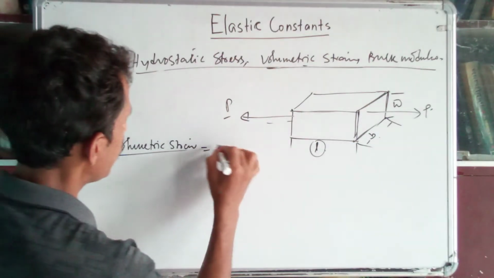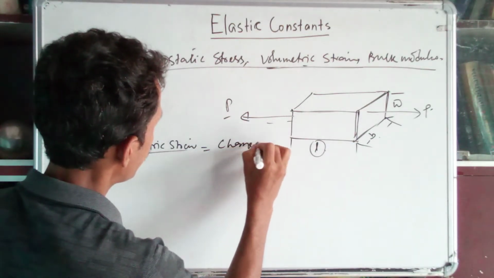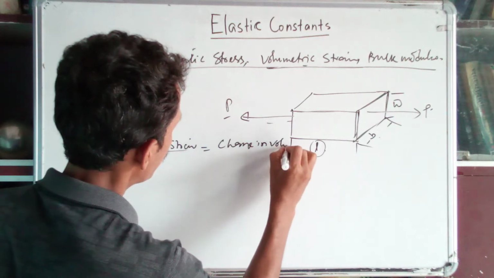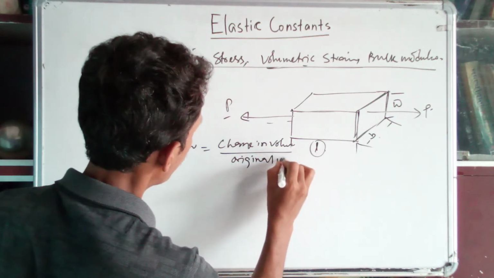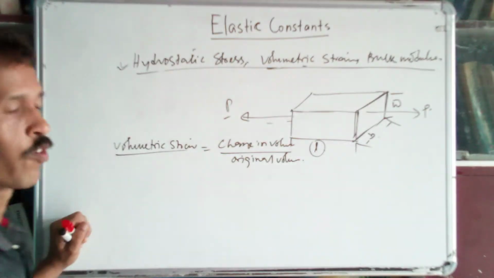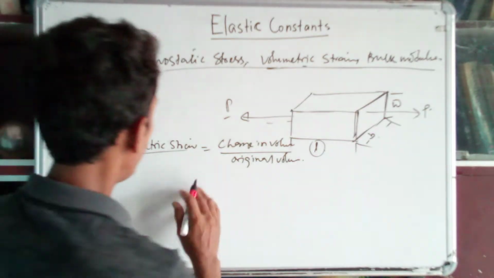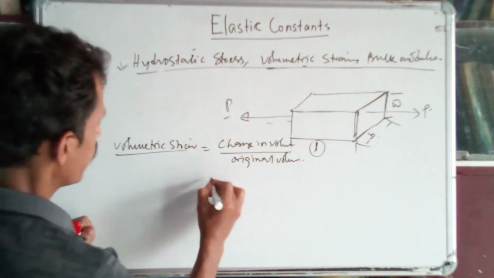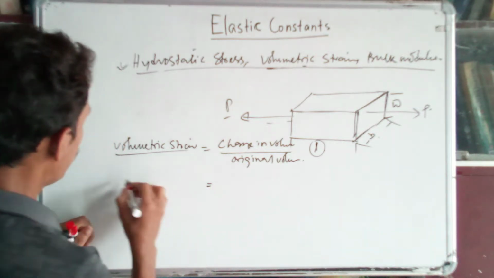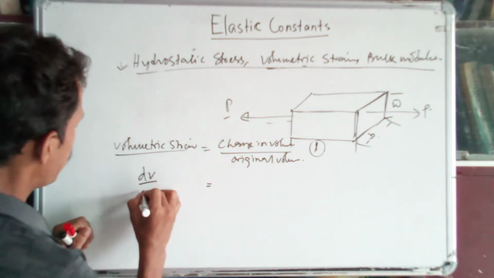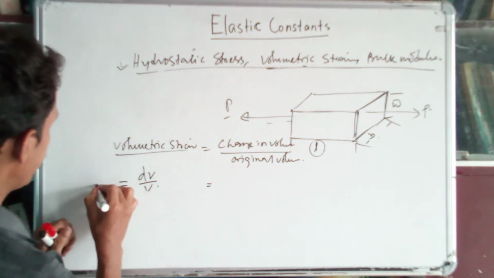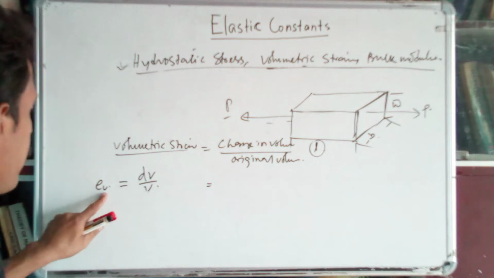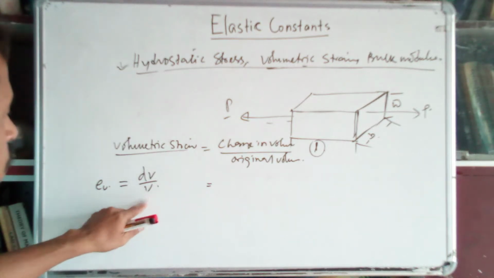So volumetric strain is the change in volume to the original volume. Now volumetric strain, dV by V, that is EV. So volumetric strain is dV by V.